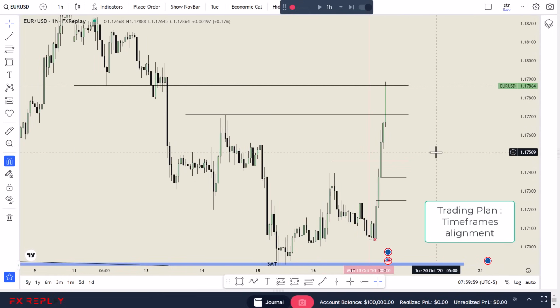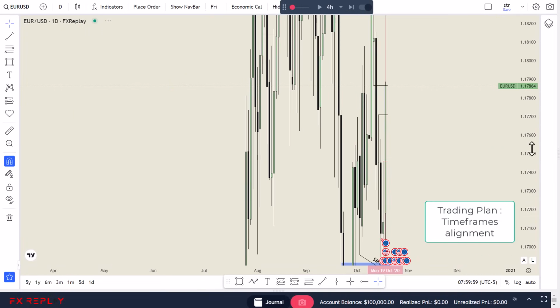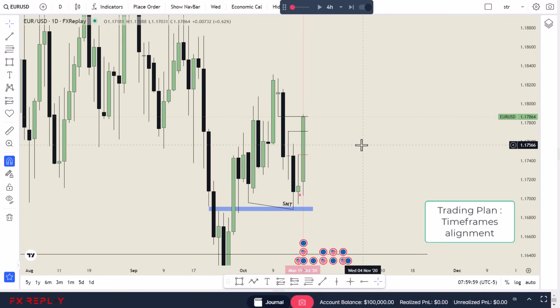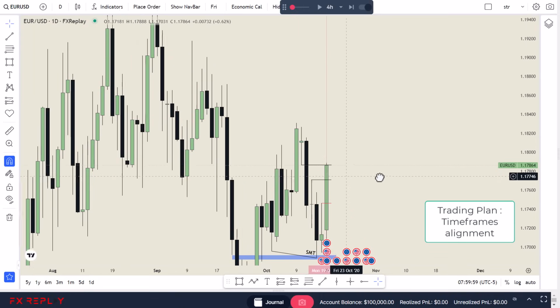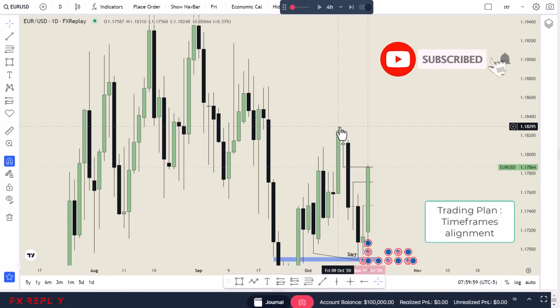Now we can see that our draw on liquidity has been tapped, right? So I told you that I'm favoring the upside, but price didn't give us anything. It didn't give us an opportunity to long to this, right? So let's see how price reacts to this fair value gap. Let's see if price would respect it or it will close above it, and then maybe we will look for long opportunities to this high right here, to this pool of liquidity.